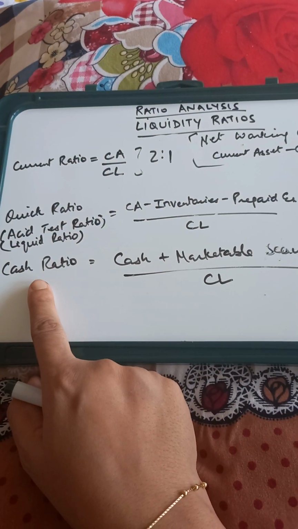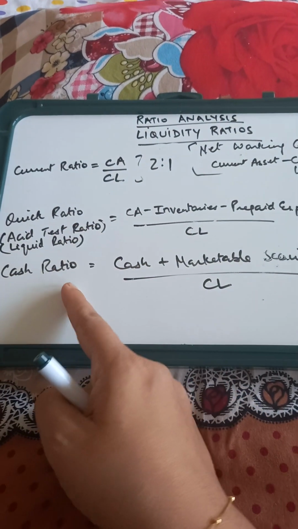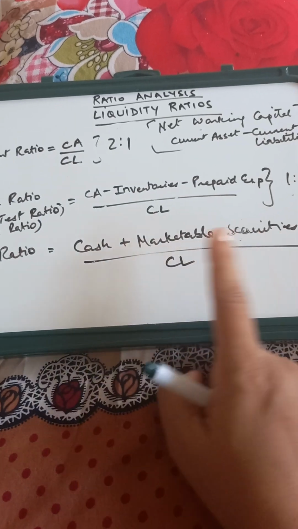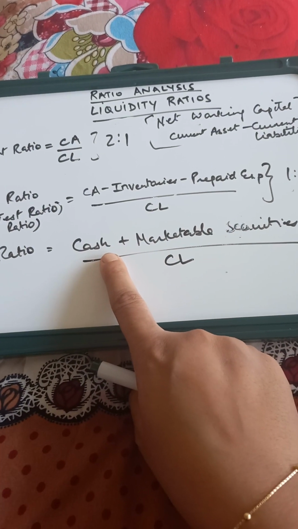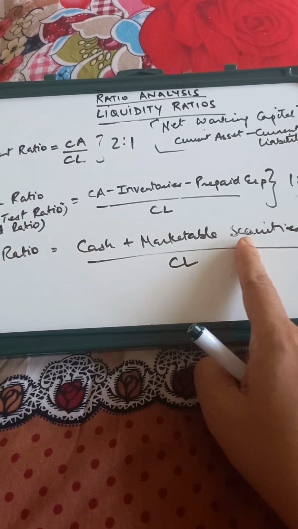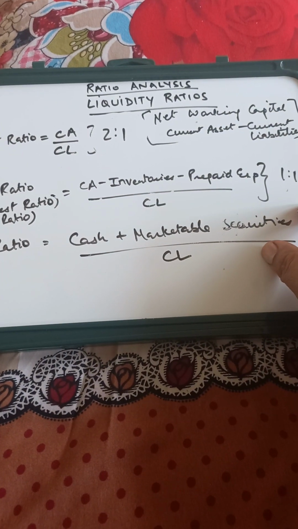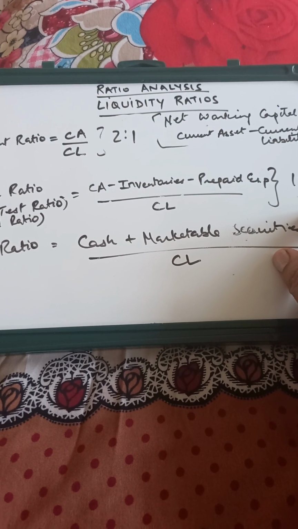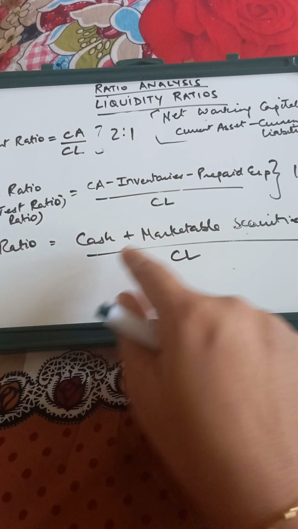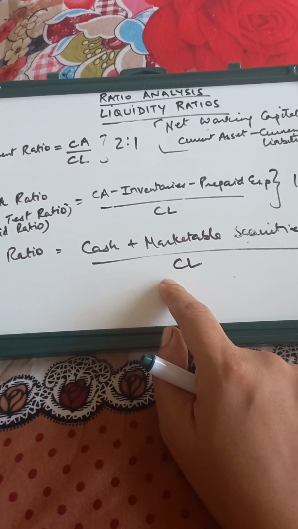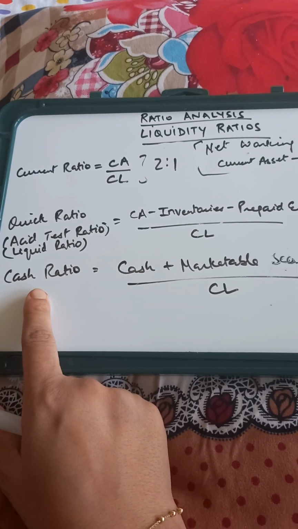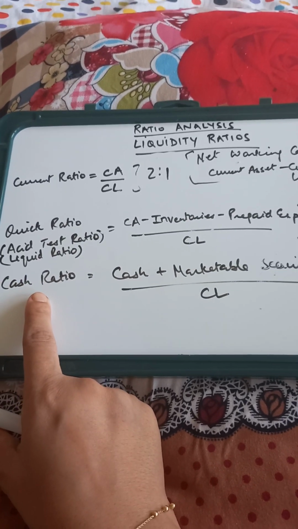Then we have the cash ratio. This is another extension of the quick ratio, but here we do not take everything else. We basically take the cash component, which is cash plus bank, and marketable securities, which are easily realizable or convertible into cash. So cash plus marketable securities divided by current liabilities gives us the cash ratio of the company, which shows how cash rich the company is.